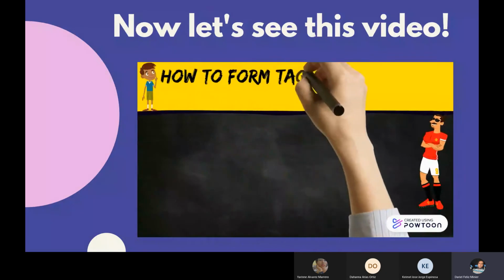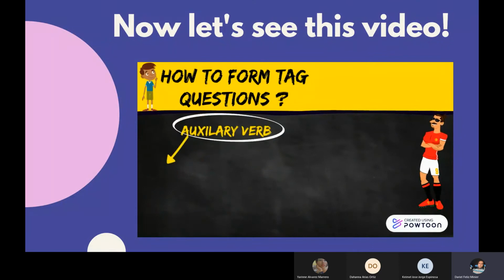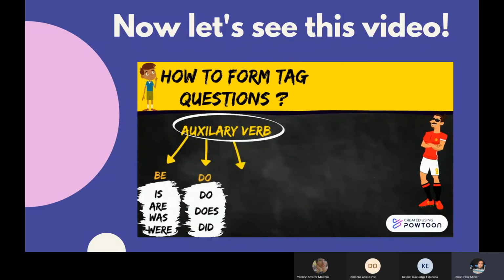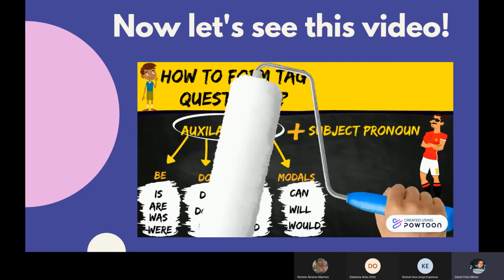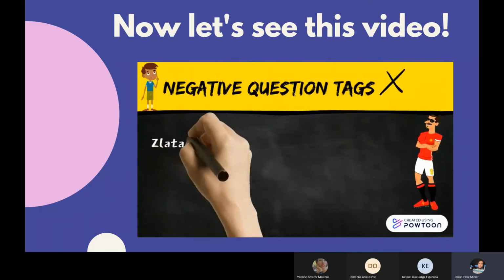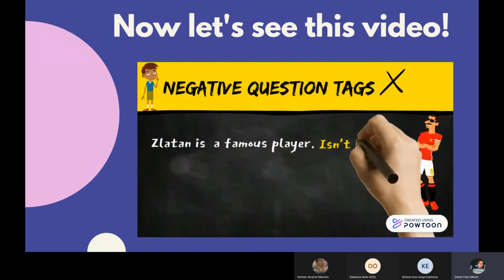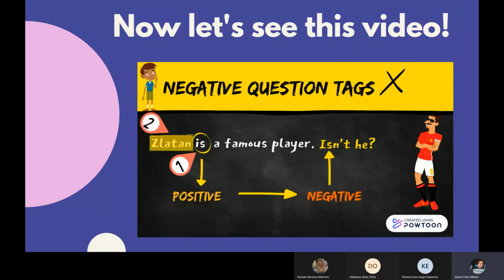And how do we form tag questions? To make a tag question, we use an auxiliary verb like to be, to do, to have, or sometimes modal auxiliaries, plus a subject pronoun. Let's see examples. First, when the statement is positive, you make a negative tag question. An example is, Zlatan is a famous player, isn't he? So we first change the verb form is from positive to negative isn't, and then we add the subject pronoun he.